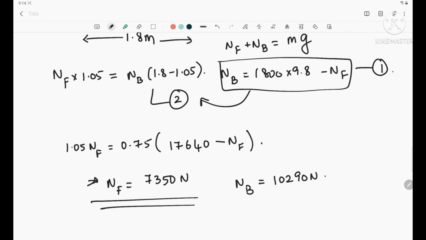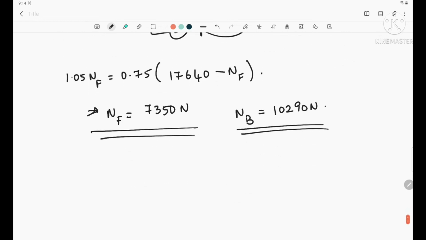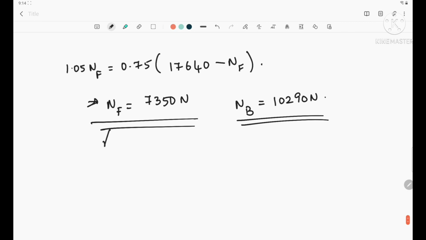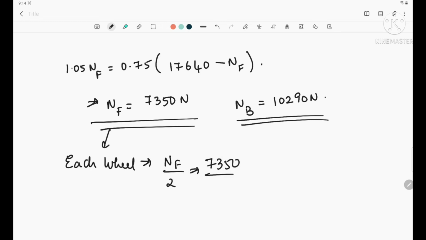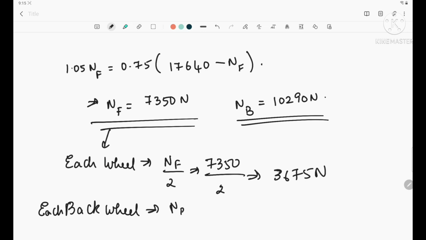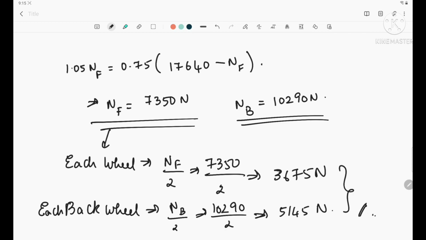Now this is the total normal reaction in the front and the total normal reaction in the back. But since there are two wheels each, on each wheel it will be equal to NF by 2. So 7350 divided by 2 gives me 3675 Newton. And on the back, each back wheel will be equal to NB by 2, which is 10290 divided by 2, and that is 5145 Newton. So this is the answer.